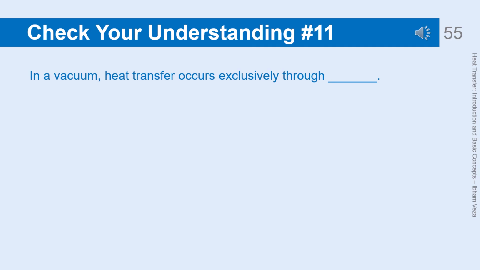Check your understanding number 11. This question emphasizes that without a medium, conduction and convection cannot occur. The correct answer is radiation as the only heat transfer mechanism in a vacuum. This concept is very important in the analysis of heat transfer in outer space. Without this understanding, the analysis of satellites and spacecraft would not be accurate. It also highlights the unique nature of radiation compared to other mechanisms.